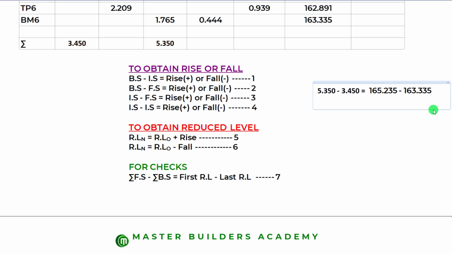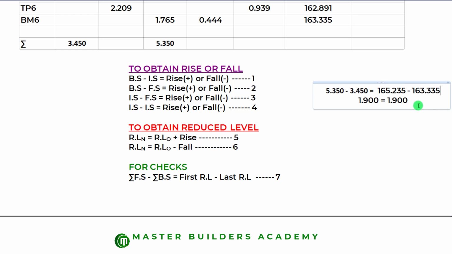Now if we move down to the next line, if we subtract 3.450 from 5.350, we'll have 1.900. Then if we subtract 163.335 from 165.235, we'll also have 1.900. So this is the answer to this very question.